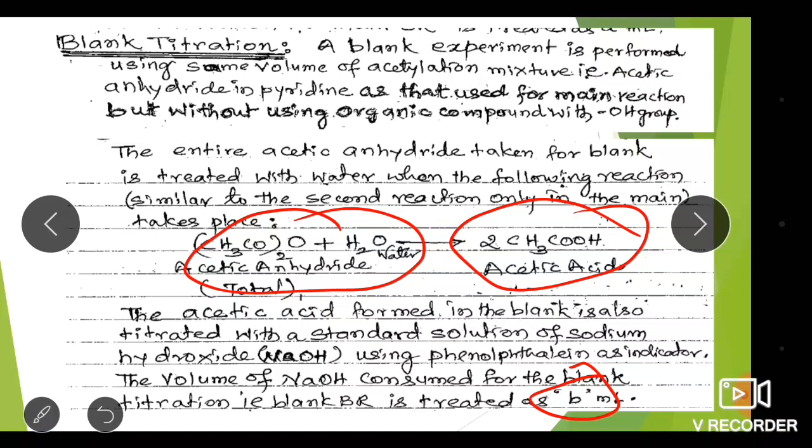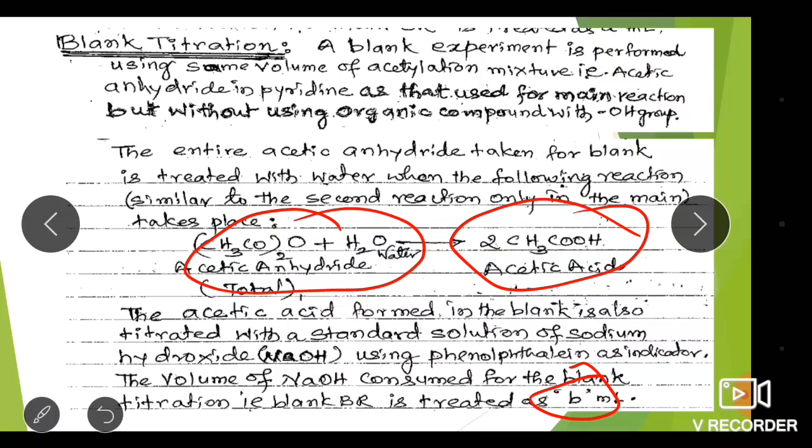This unreacted acetic anhydride is treated with water and we get 2 molecules of acetic acid. A lesser amount of acetic acid is formed in the first case, but more acetic acid is formed in the second case, the blank titration, because there is no reaction between the organic hydroxyl group and acetic anhydride, as we are not using the organic compound. So we get the greater reading, B mL, for the blank titration.